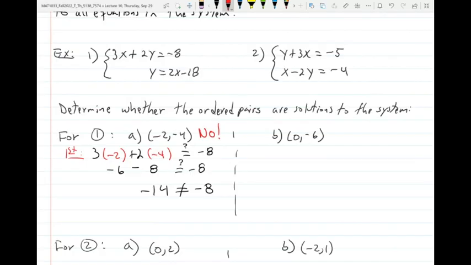You understand this? Okay, so later we're going to see, of course, you're not going to be given a point. You're going to be given the system, and your job is to find the point that works. But first, let's make sure that we understand what we're trying to find. All right, let's do the next one.